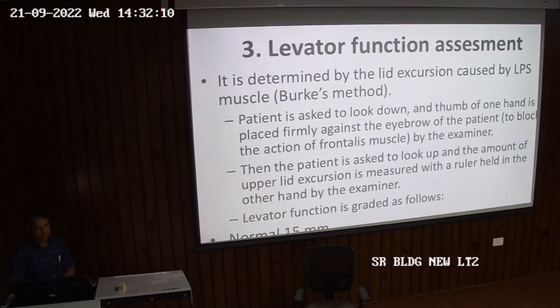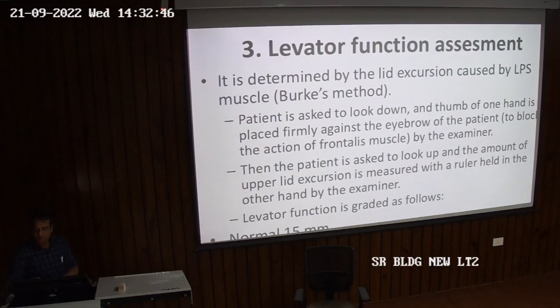Then we will assess the levator function because it will again be helpful in deciding the type of surgery. In cases of ptosis, it is determined by the lid excursion caused by the LPS muscle. The patient is asked to look down and the thumb of one hand is placed against the eyebrow of the patient to block the action of the frontalis muscle by the examiner. Then the patient is asked to look up and the amount of upper lid excursion is measured with a ruler held by the examiner, and this is the levator function.